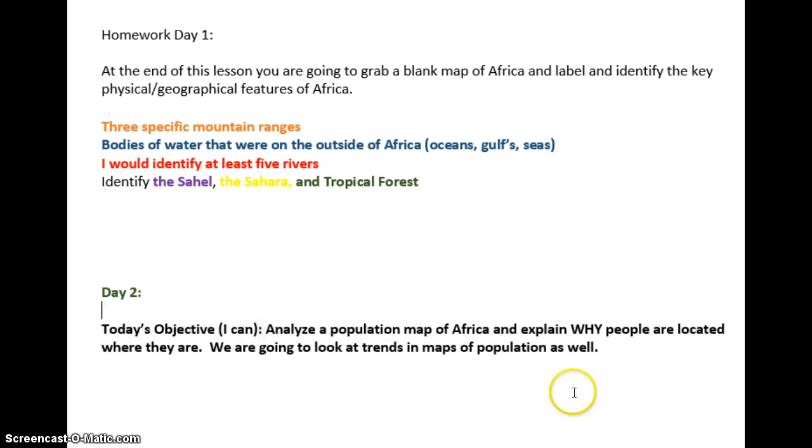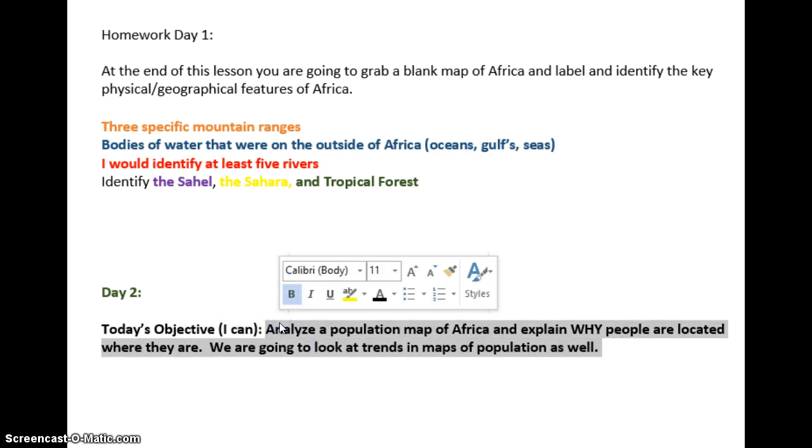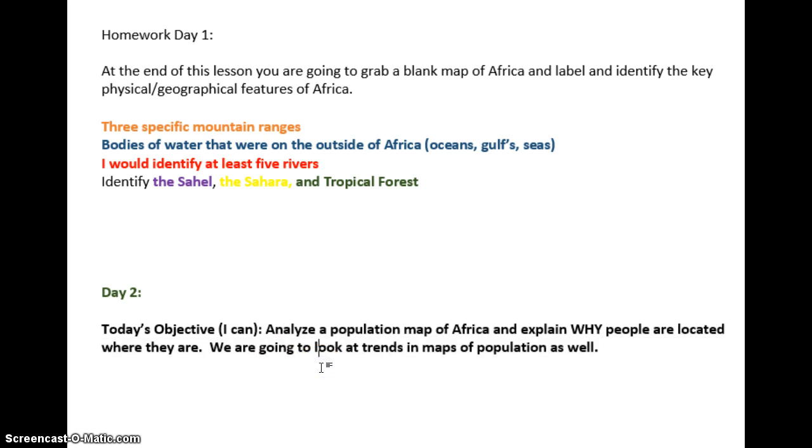So today's objective, or the I can statement, is that we're going to analyze a population map and try to explain why people are located where they are. And then we're also going to look at trends and maps of the populations of people in Africa as well.